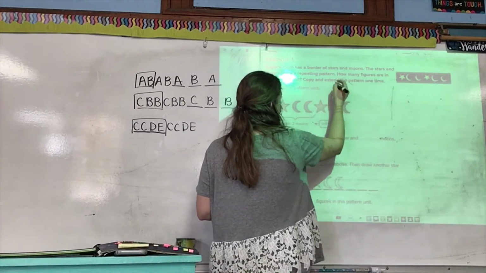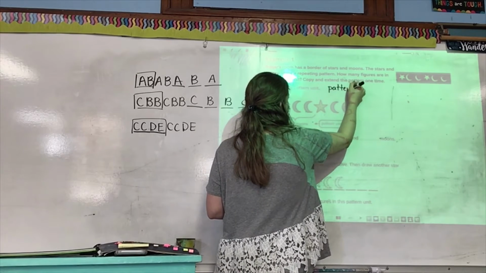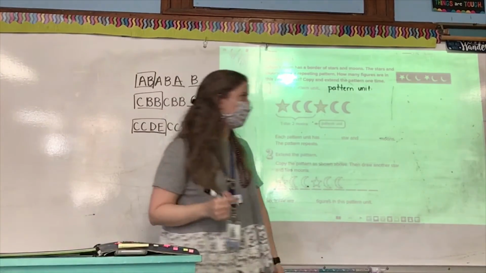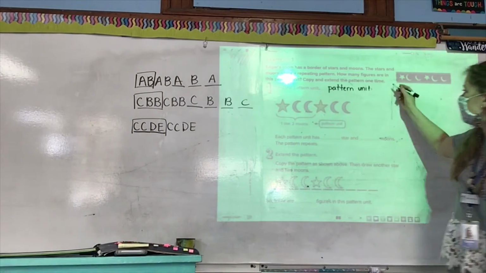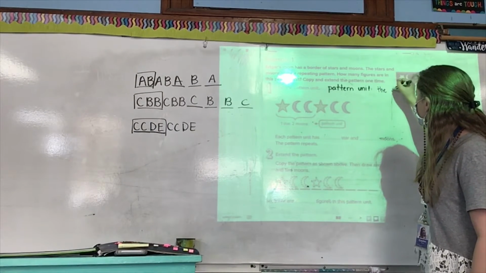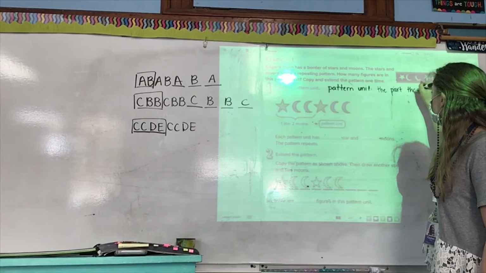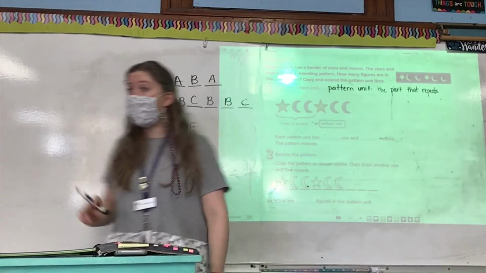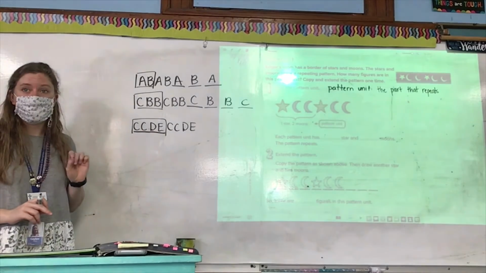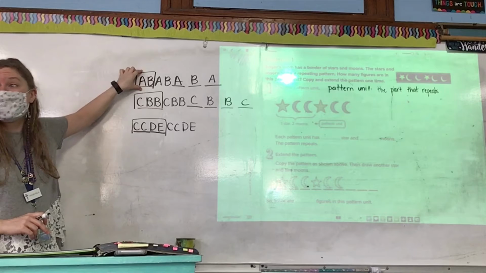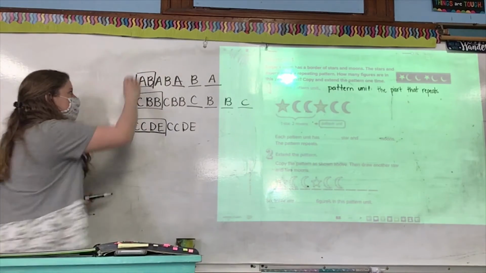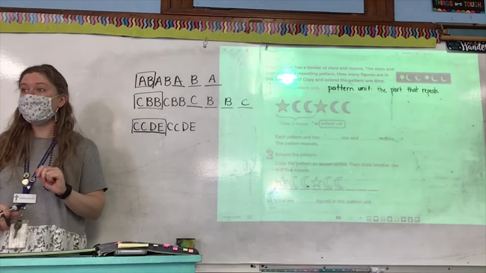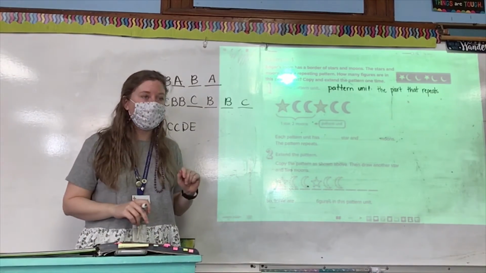So I want you to write this definition. Pattern unit. Do you guys remember talking about this last year? The pattern unit is the part that repeats. No extra, just the part that repeats. So if I had a stamp that had AB on it, and I just stamp, stamp, stamp, stamp, that one stamp is the pattern unit. So, step 1 is to find the pattern unit. They redrew the border.